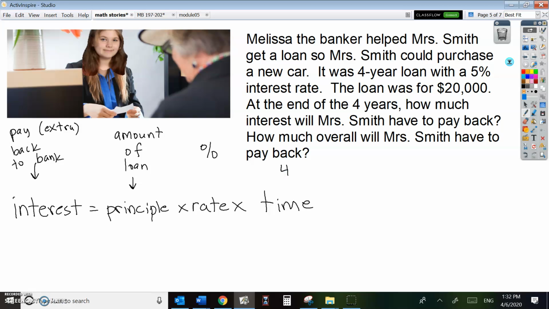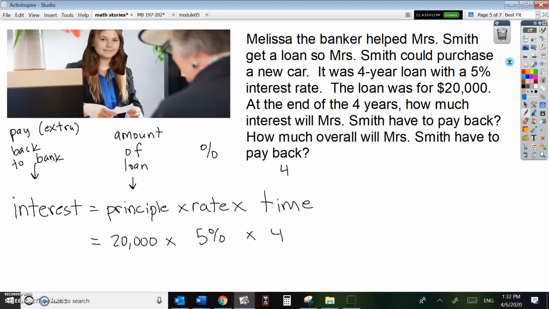So let's put in some numbers that we know. We know that she borrowed $20,000. We know that the rate is 5%. We know that the time is 4 years. We don't know the interest, not yet.